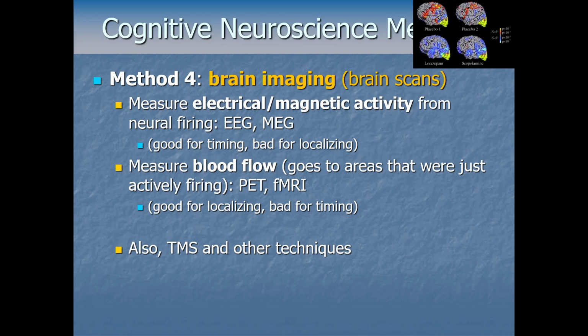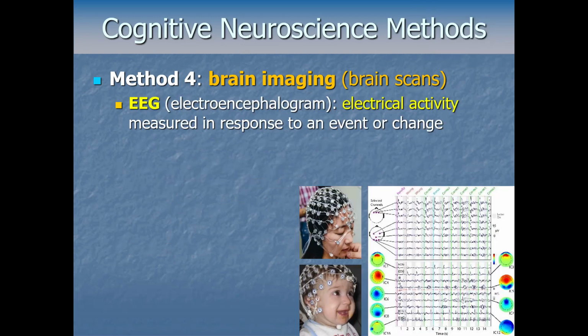Let's start with the ones that measure electrical and magnetic activity. So to start with, there's EEG, short for electroencephalogram, which literally just translates to electrical brain writing. Basically, we put a cap on their scalp that has electrodes to measure electrical activity out there at the scalp, so this isn't inside the brain.